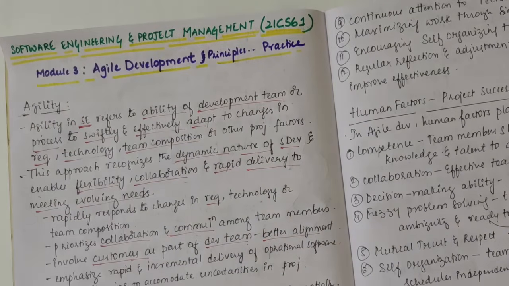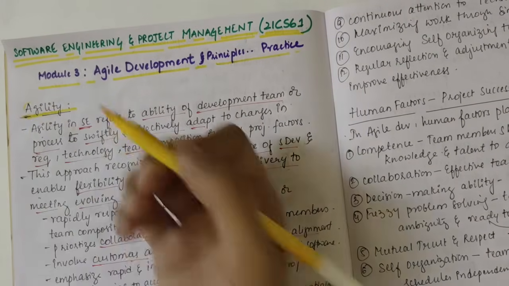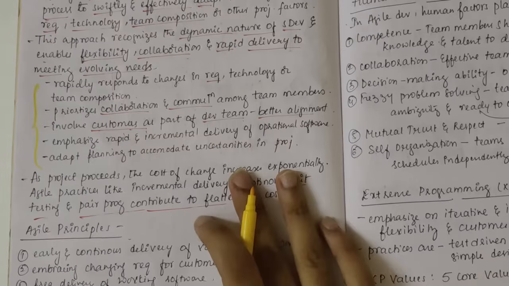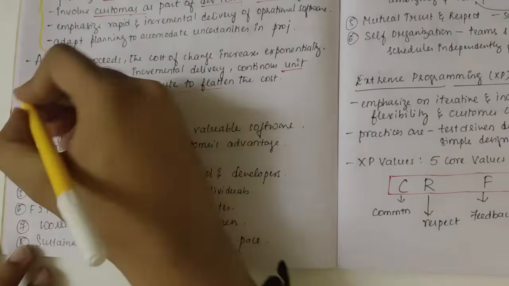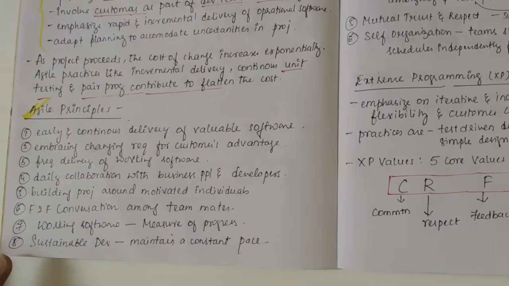If they ask what is the definition of agility, what are the factors of agility, you need to write all this. Okay? Next we have the agile principles. There are 12 agile principles. This is a short question which will be asked in the exam. So you should remember these 12 principles.